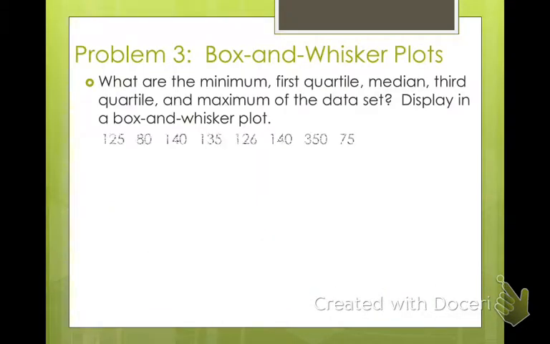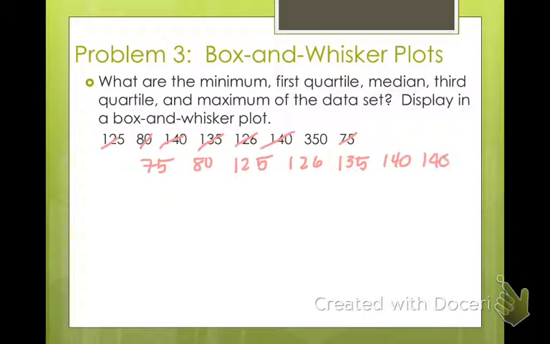So this one, here's our data. So we're going to make a Box-and-Whisker plot, but the first thing we need to do is rearrange this data in order from least to greatest. So our smallest number is 75, then we have 80, then there's 125, 126, 135, there's 2 140s, and then there's 1 350.